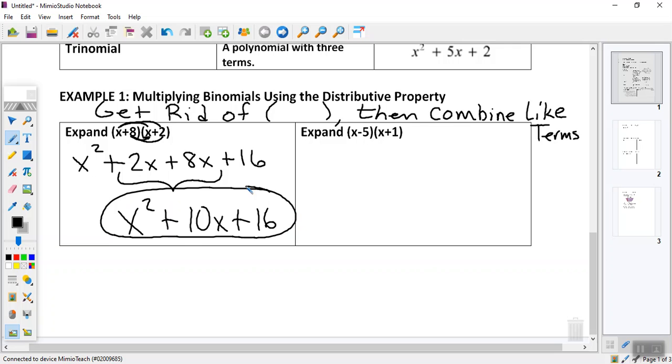1, 2, 3, 4. Okay, so you guys try this one on your own. Be careful. When you do this with -5, what kind of 5 are you really multiplying with? -5. You guys try that next one. See what you get. It's simplest form. I'll give you a few minutes here.